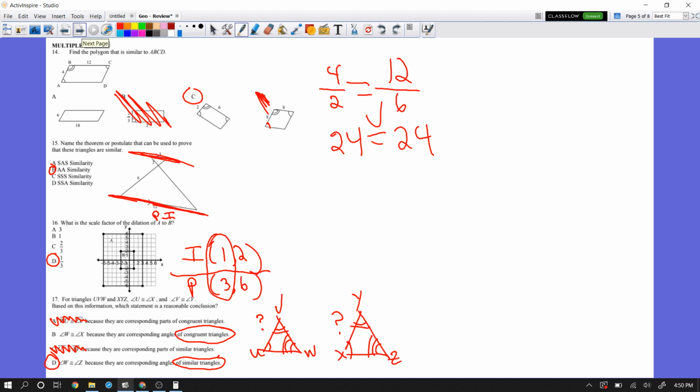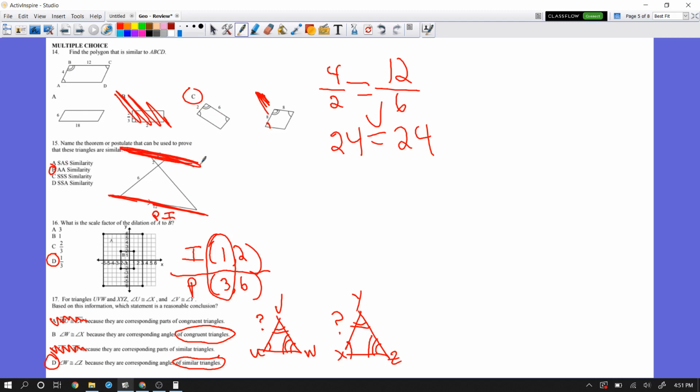This one's almost as simple as matching the picture, honestly, but you have to prove that they're similar first, just like we did in the 3 problems before. So 4 to 2, 12 to 6. If you set up any of these other problems, this one might be similar, but it doesn't have congruent angles. It's got to have the same angles too. So if they're similar, they're going to have the same angles.